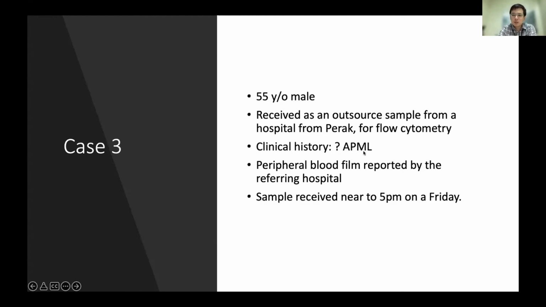Because of the indication of APML, my MLT and I had to stay back to release the report for this patient on a Friday afternoon. So all the complicated cases like to come in on a Friday afternoon. It's the same for this case.